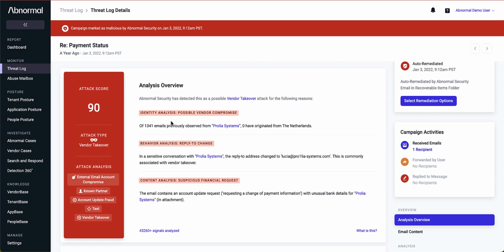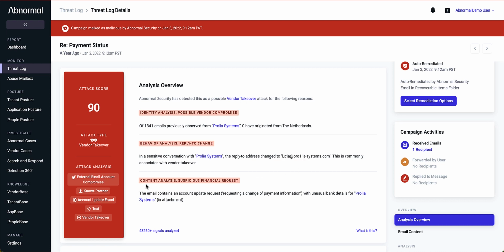Well, first of all, looking at the identity, we identify a possible vendor compromise. Out of over 1,300 emails we've previously seen from Prolia, none have originated from the Netherlands. Looking at the behavior, we see in this sensitive conversation, the reply to address has been changed to this lookalike domain. Very common, trying to take the conversation offline.